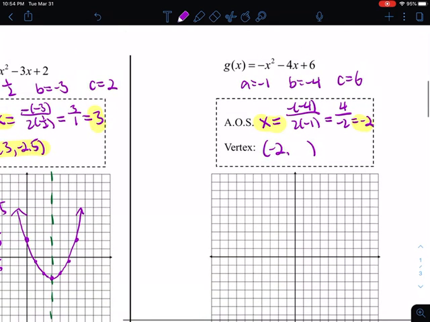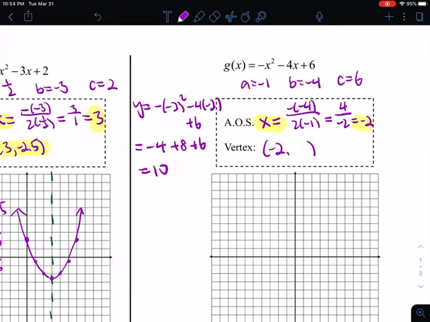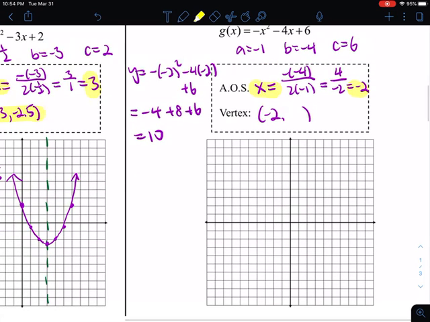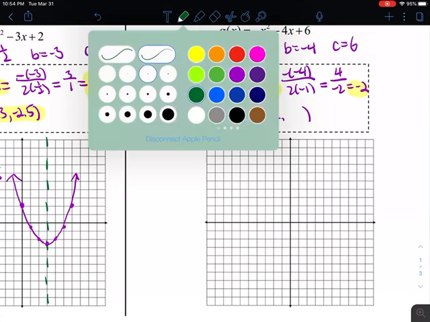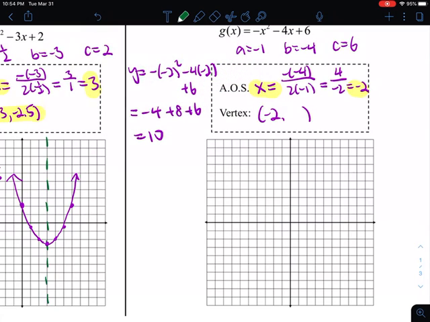And then for the y, let's go ahead and plug it in. So -2 squared minus 4 times -2 plus 6. So that's -4 plus 8 plus 6. That looks like 10. And let's go ahead and draw in our axis of symmetry.